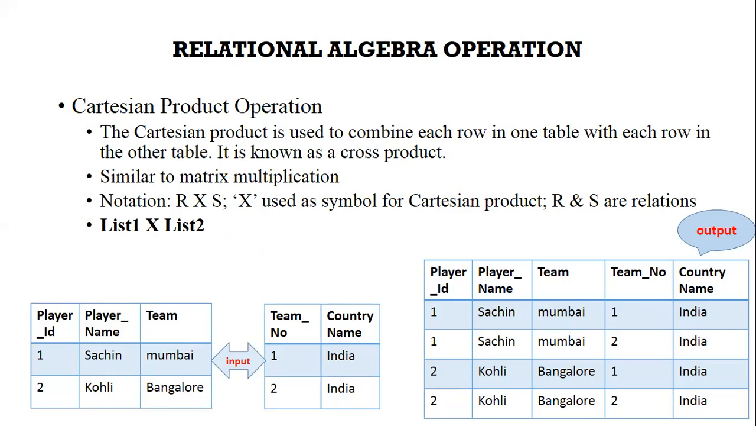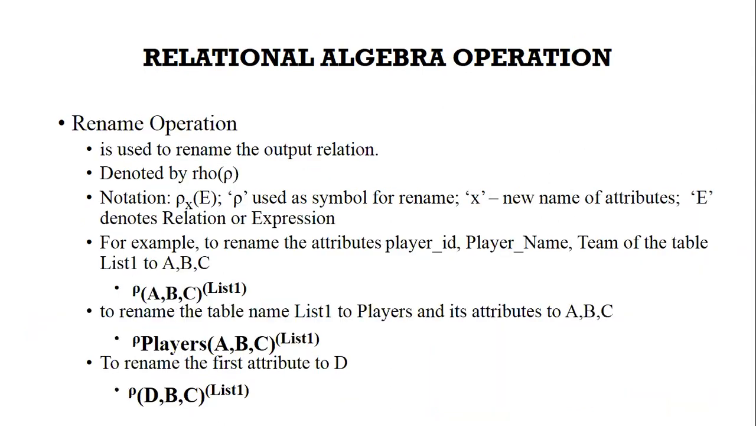You see here, the first row of table 1 will be combined with the first row of table 2. And the first row of table 1 will be combined with the second row of table 2, and the second row of table 1 will be combined with the first row of table 2, and the second row of table 1 will be combined with the second row of table 2.